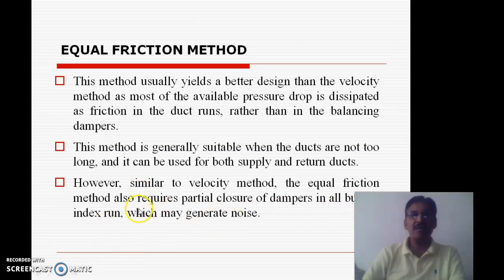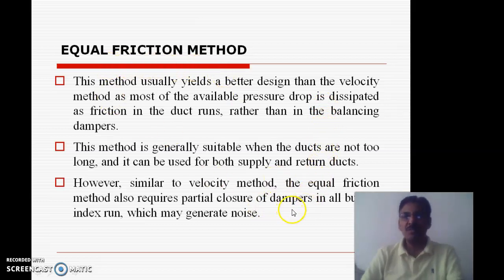So here you can see that this partial closure of damper is used for uniform distribution of the air. If you see that in both velocity reduction method as well as in equal friction method, there is a need of this damper closing for maintaining the basic parameters, the pressure drop at each section of the duct, or you can say each part of the duct, in velocity reduction as well as in equal friction method.